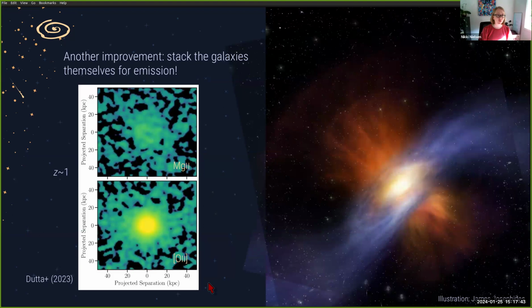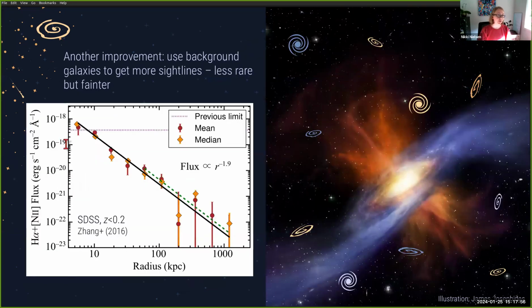And then another improvement that we could use is to actually stack the galaxies themselves and look for emission that way, because emission in the CGM is going to be extremely faint. As you can see here, we're getting fluxes that are going down to 10 to the -19, even within a couple tens of kiloparsecs.